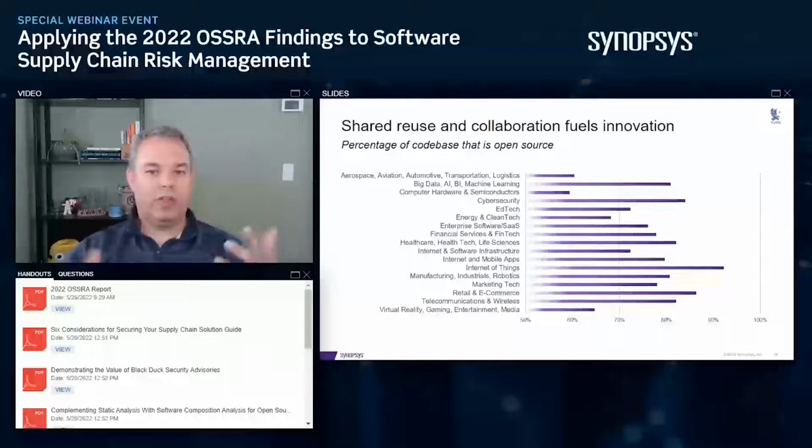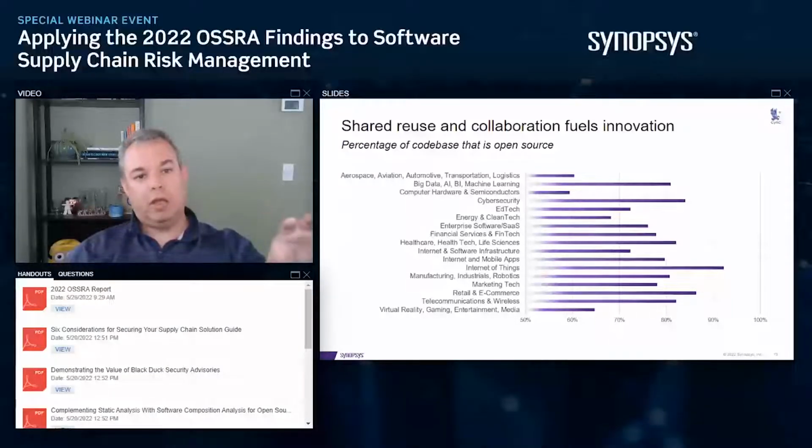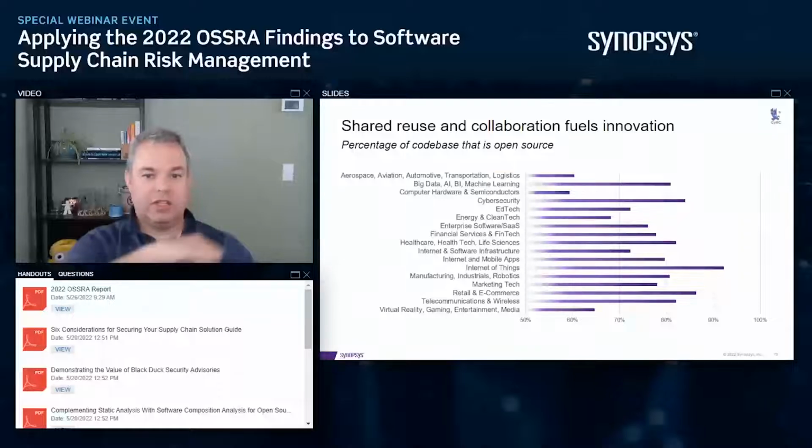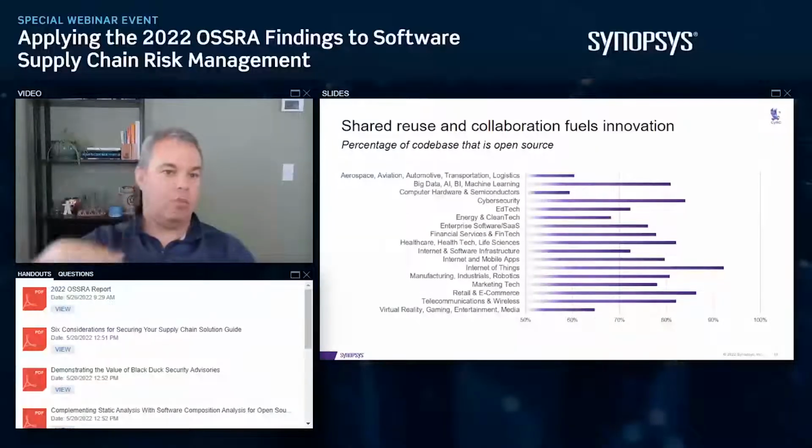So where do these risks come from? What does it all look like? One of the first things that we look at is the percentage of the code base that is open source. And what we can say is that the innovation boom that we've been seeing for some time is all fueled by open source. So if you, for example, choose IoT, that's the longest bar on this graph, or you choose telecom and wireless, or retail, or cybersecurity, or big data, those are the next set of long bars on this graph.